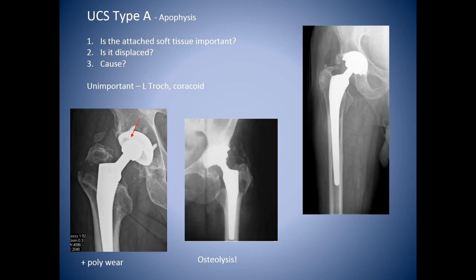So the A, as mentioned before, is either the greater or the lesser trochanter. What's important here is the soft tissue that's attached to it. If it's a lesser trochanter, probably not. Is it displaced? Very important in the greater trochanter. And the cause, that's vital. If you've got an osteolytic type of trochanteric fracture, then you're not going to just go and fix that. You're obviously going to go to complete revision because the poly is worn on that side. So it's important to know what the cause of this fracture is.